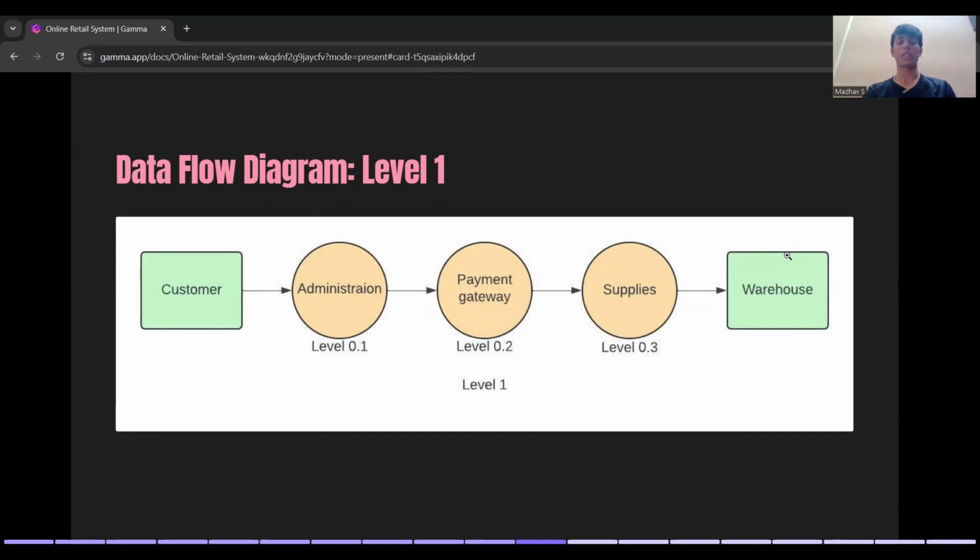The customer gives information to the administration. The administration then gives the payment details, etc., to the payment gateway. Once the payment gateway receives the payment, it gives the information to supplies. The supplies is then given to the warehouse for the desired product that the customer wants to buy.